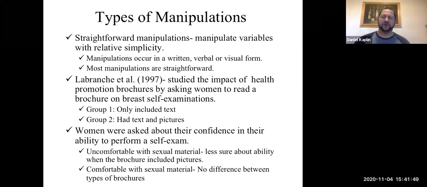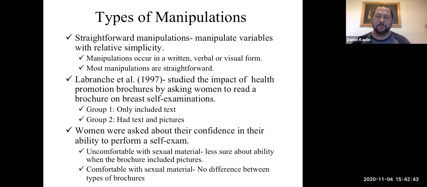So LaBranche did a research study exploring health promotion brochures in a health center, and they wanted to see if brochures that gave guidance on doing breast self-examinations, whether that affected one's confidence in doing a self-exam. And in group one, they had a brochure, but it only included text. So it explained how to do a self-examination, but no pictures. And in group two, they had the same text, but what did they manipulate? They added pictures as well, or diagrams as well.